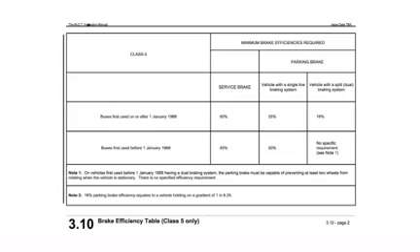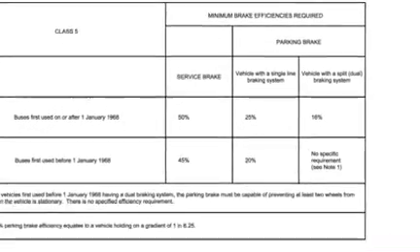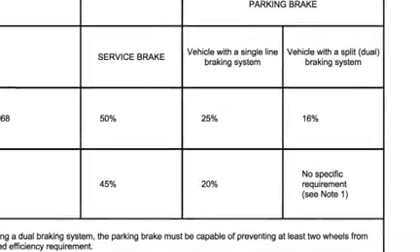Well done, mate. The other thing to look out for is the brake efficiency requirement for buses first used before 1968, particularly where they've got a split braking system, as there is no specific efficiency requirement. Isn't that where the parking brake has to be capable of preventing at least two wheels from turning when the vehicle's stationary? That's it, mate, dead right. And that's it for brakes. The rest is as for Class 7s.